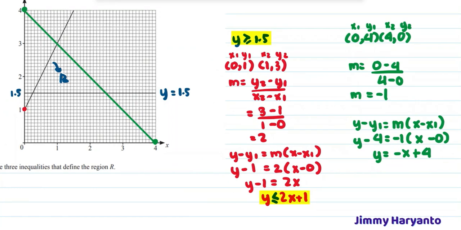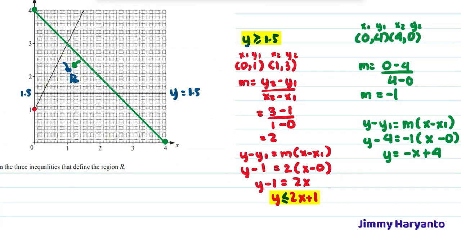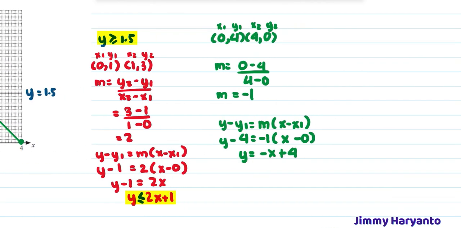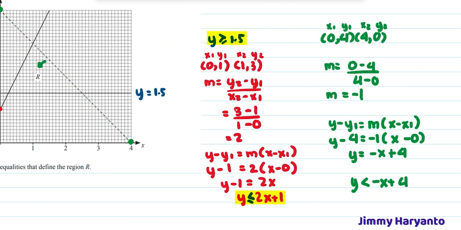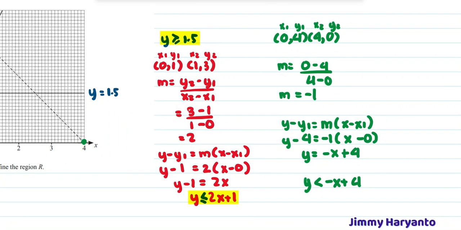And then because the region is below the line, that means the sign has to be less than. So y less than negative x plus 4. It's a broken line, so you don't have to put equal to. So this is our third answer.